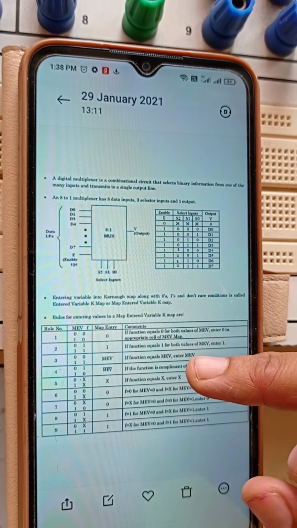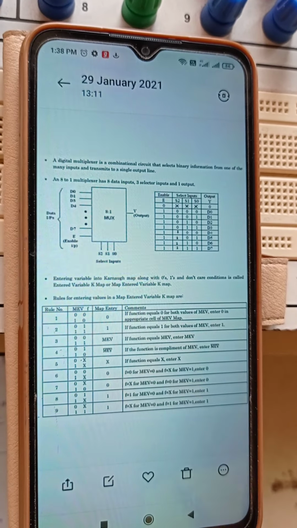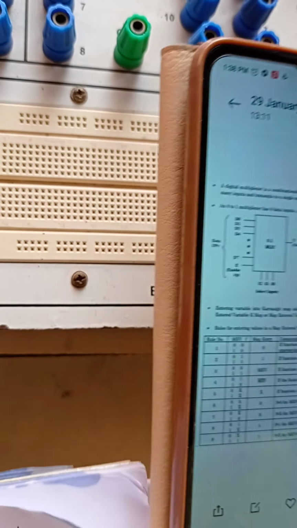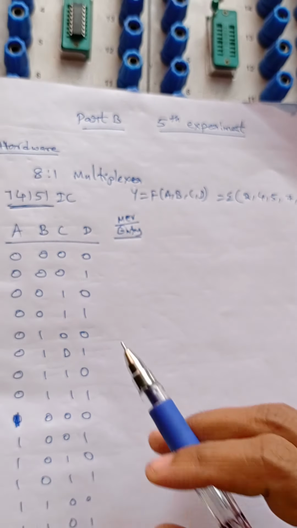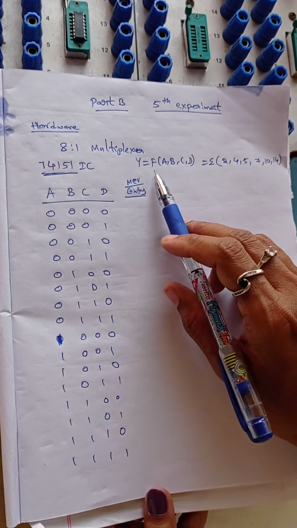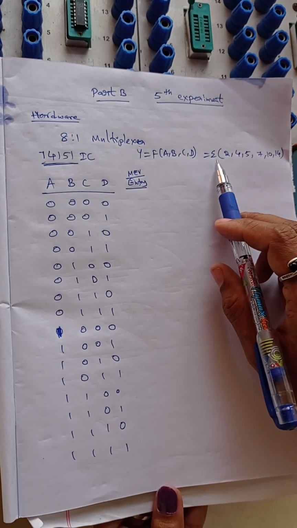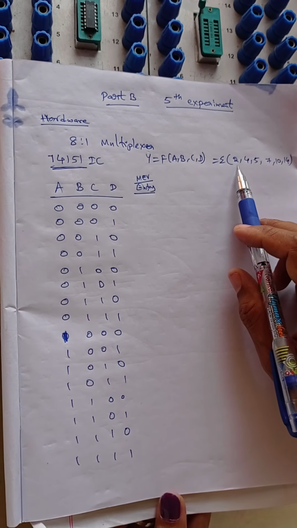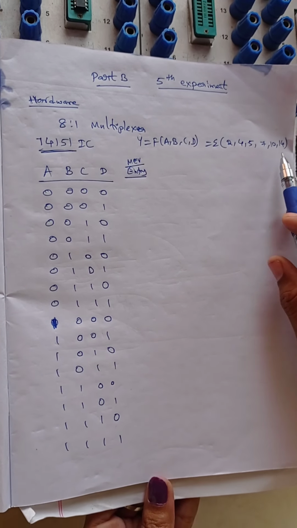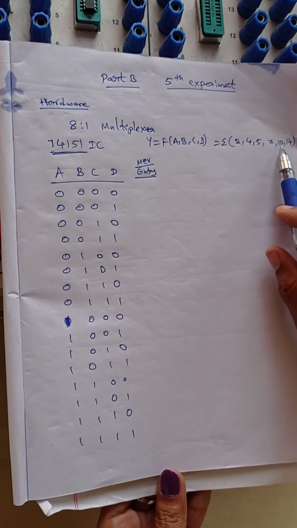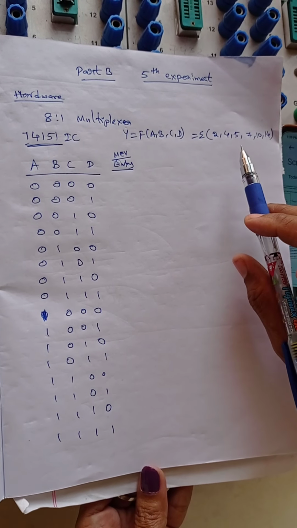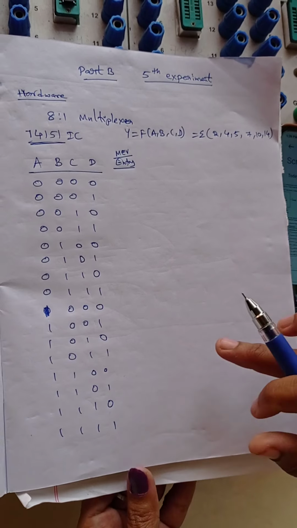Now first we need to design for 4 inputs A B C D. The expression is given as y equals f of A B C D, summation of the SOP expression 2, 4, 5, 7, 10, 14. That means for these data inputs we should get the y output high, and for all the remaining it should be 0.